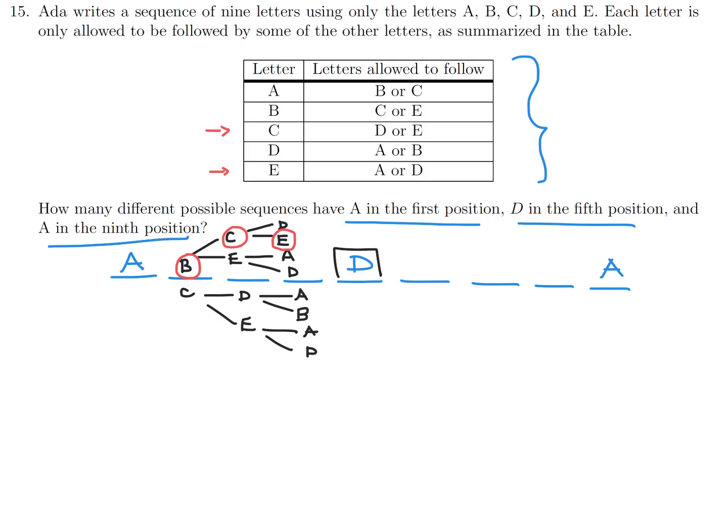Okay, let's keep going here into the other dashes. So D is followed by A or B. So this can be either A or B. A is followed by either B or C.